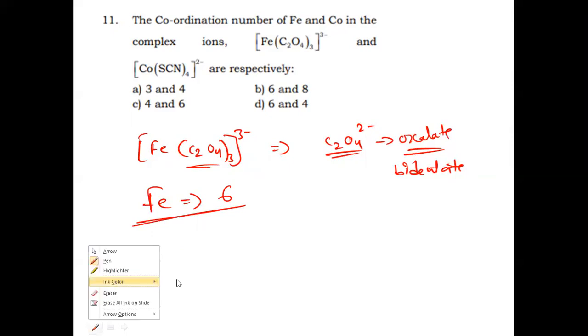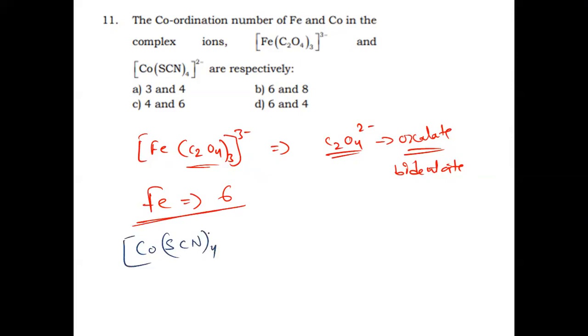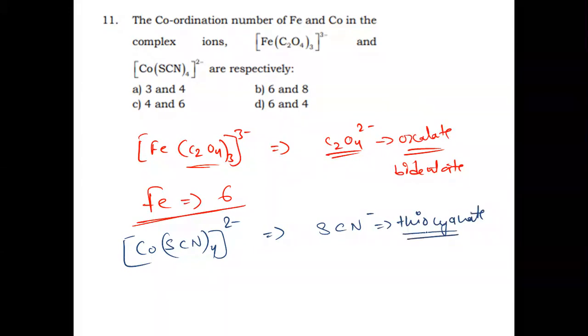And if you consider the second complex, [CoSCN4] to the power 2 minus. Here the ligand present is SCN minus, that is thiocyanate ion. And we know that thiocyanate ion is a monodentate ligand, which can donate only 1 pair of electrons towards the central metal atom.